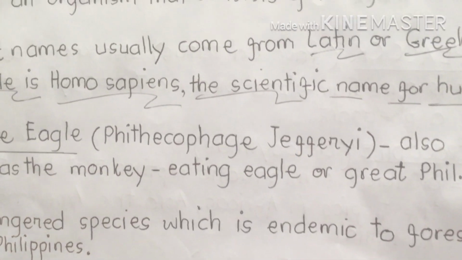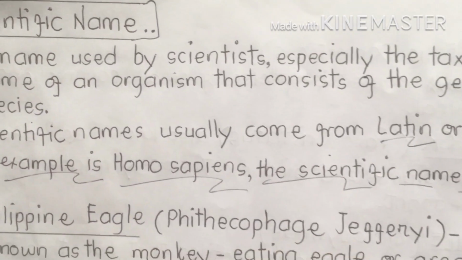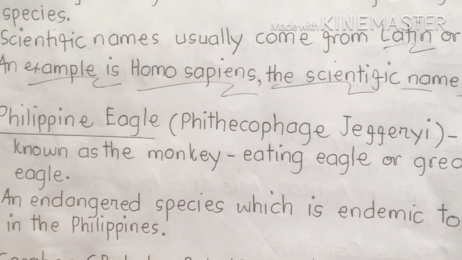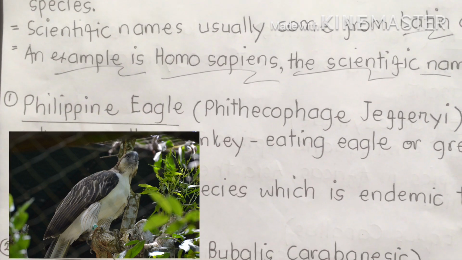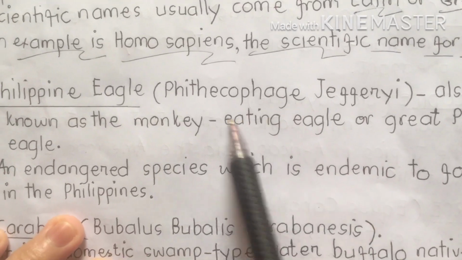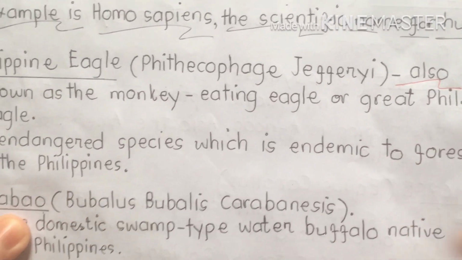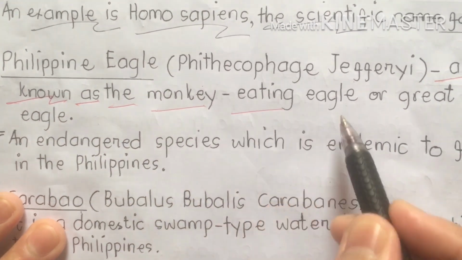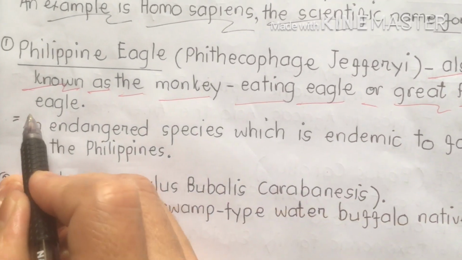That's why we need to tackle the scientific names of some animals and their uses and functions. First is the Philippine eagle. We know that the Philippine eagle, class, is our national bird. The scientific name for the Philippine eagle is Pithecophaga jefferyi, also known as the monkey-eating eagle or great Philippine eagle.